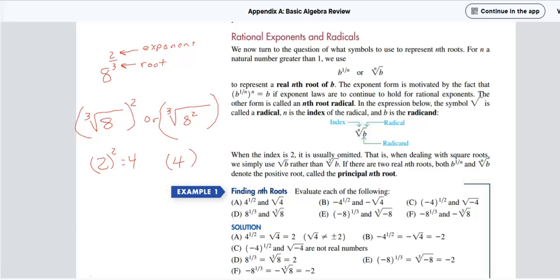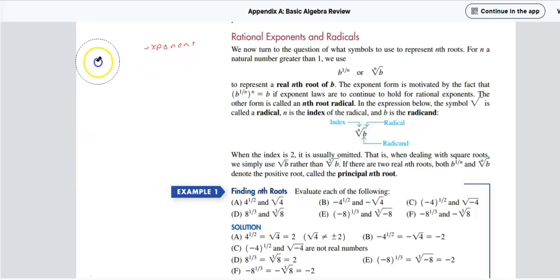Most of these are pretty straightforward and simple, and a lot of these you could put in a calculator to get the gist of where they are. But we need to know some little ins and outs of these. So 4 to the 1/2 power: the 1 is the exponent, the 2 is the square root, so basically it's the same thing as the square root of 4.